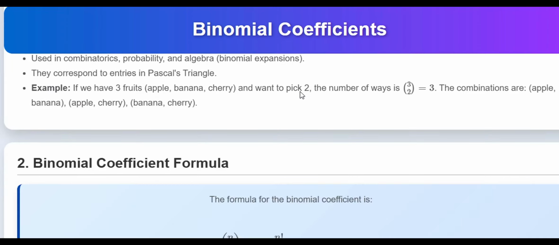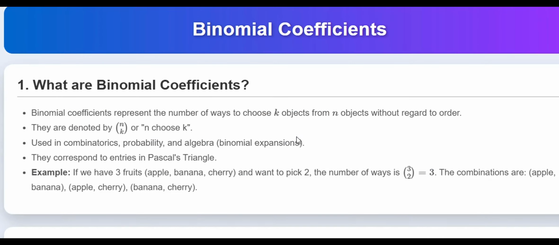So the logic of this formula is basically, it asks us how many ways can we choose k objects from n objects, in the sense that n represents the total number of items we have, then k represents the items we want to choose from the total number of items we have.